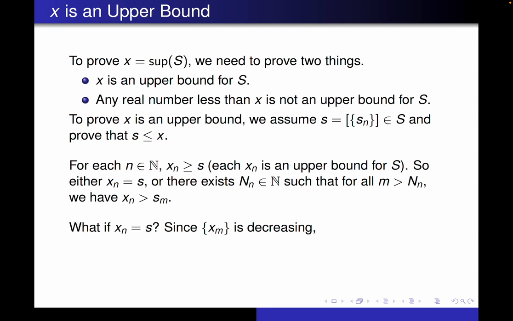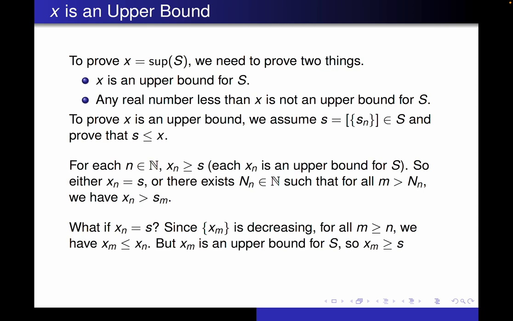Well, we know that the sequence xm is decreasing, which means that if we have m greater than or equal to n, we have xm is less than or equal to xn. But remember, xm is an upper bound for the entire set S. That means xm, the one that is smaller than xn, has to be greater than or equal to s. And remember, s is equal to xn. And so that means xm, s, and xn literally have to be the same number, right? So xm equals xn, which equals s for all m greater than or equal to n.